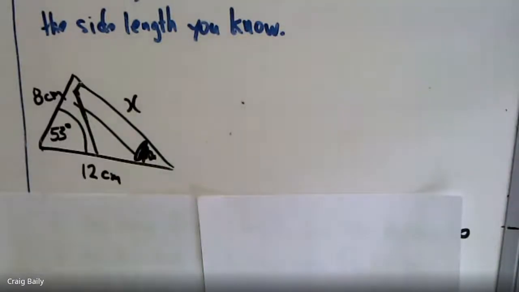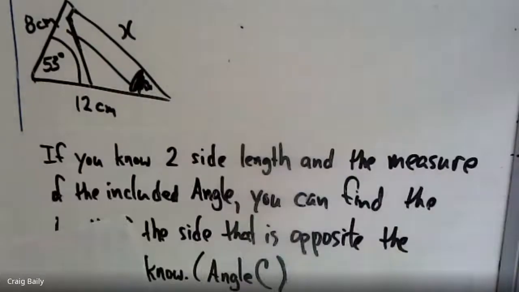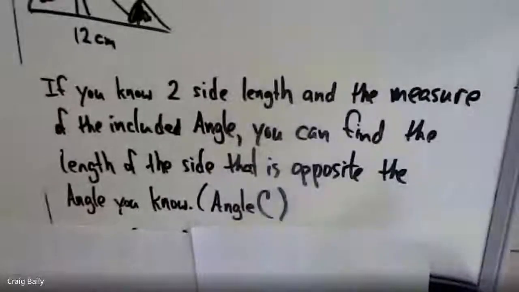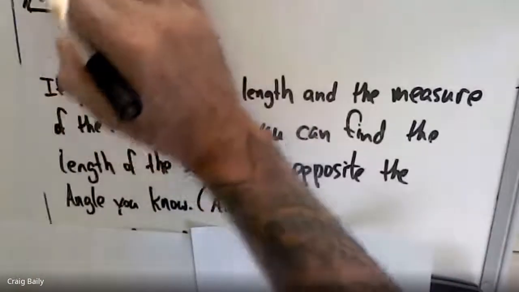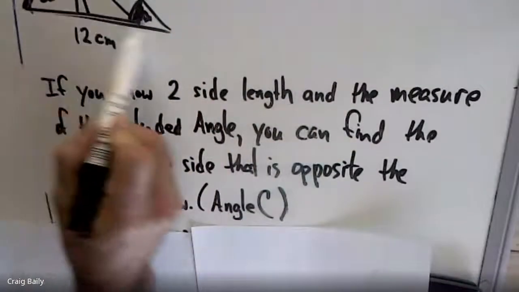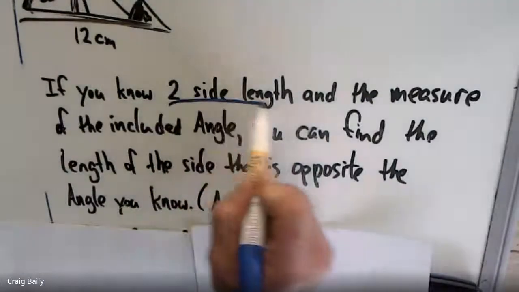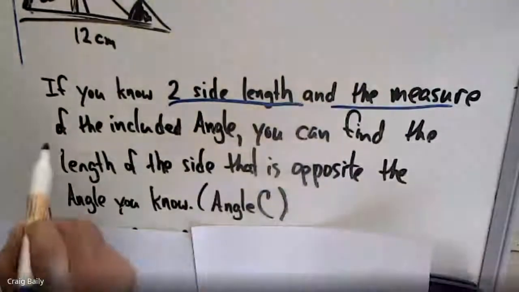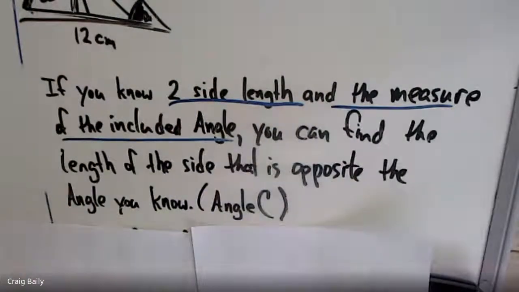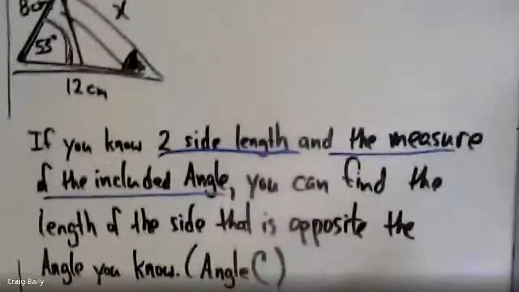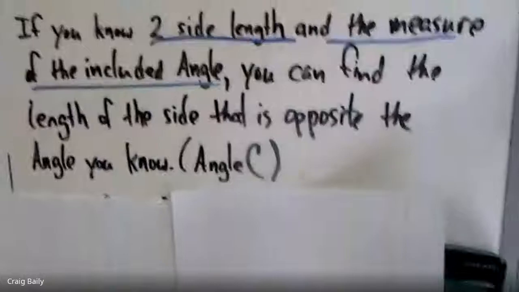Please add this to your notes. And that is, if you know two side lengths and the measure of the included angle. So that's where we see, I know that side length, I know that side length, and I know the measure of the included angle. So this is very important wording: two side lengths and the measure of the included angle. If that's what you know, then you're going to use what we call the cosine rule. And let's talk about that right now.